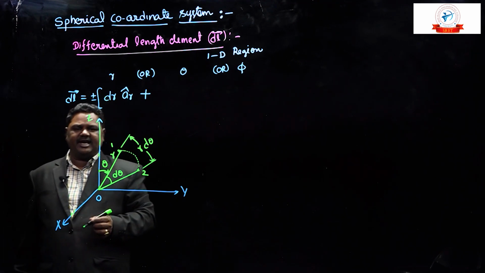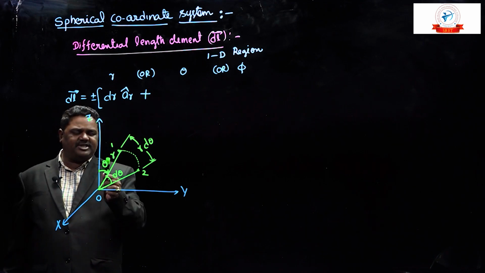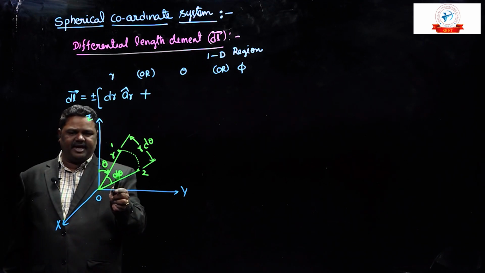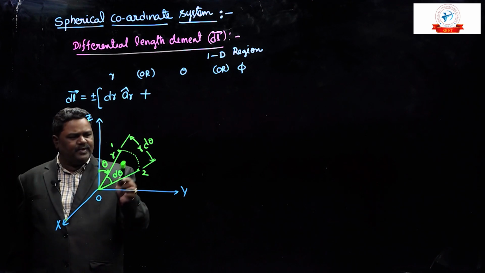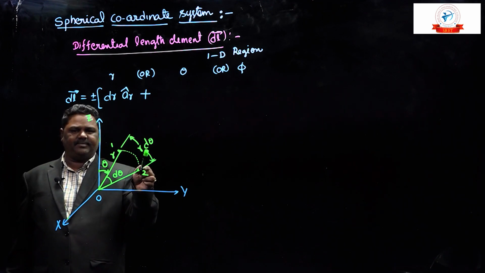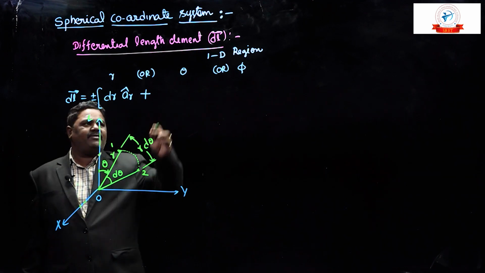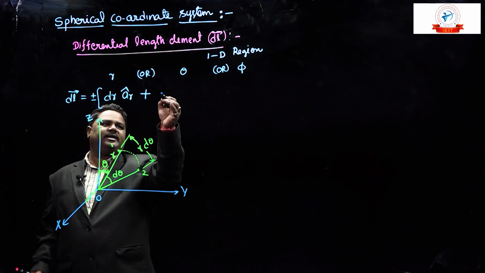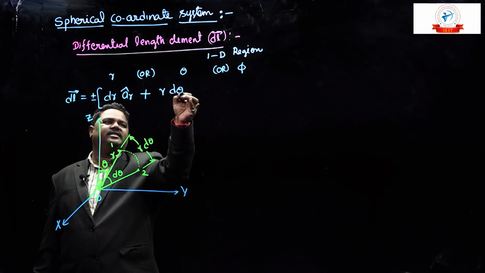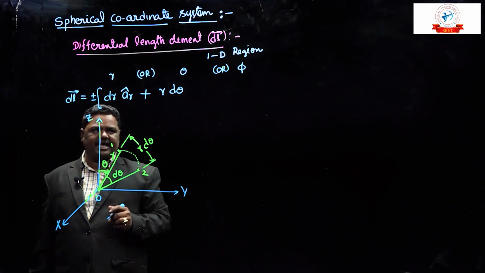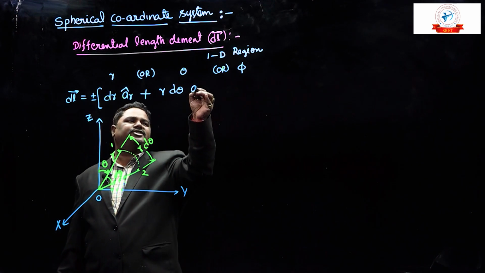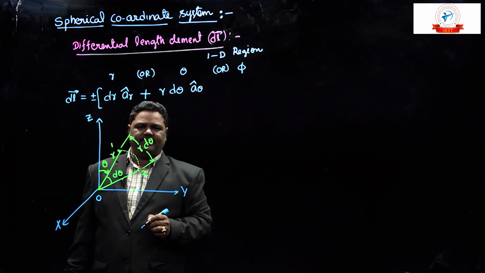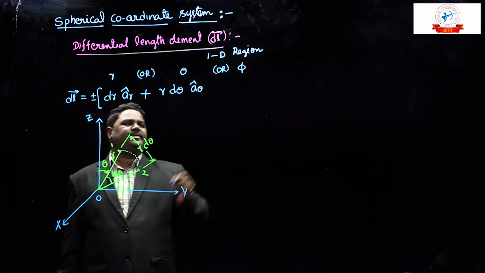So a differential change in theta is d theta, a differential angle which produces a differential length of r d theta. We have converted the differential angle into a differential length. And the direction is E theta cap.